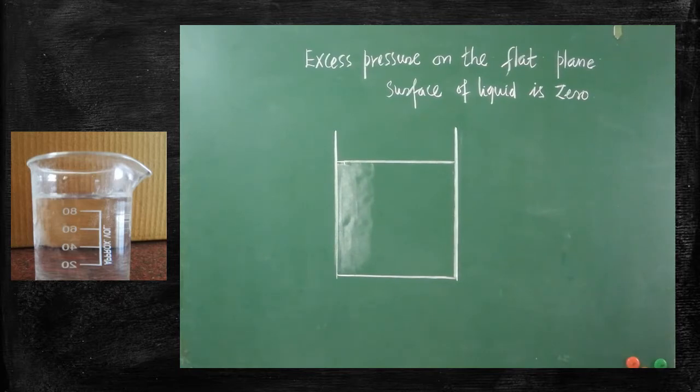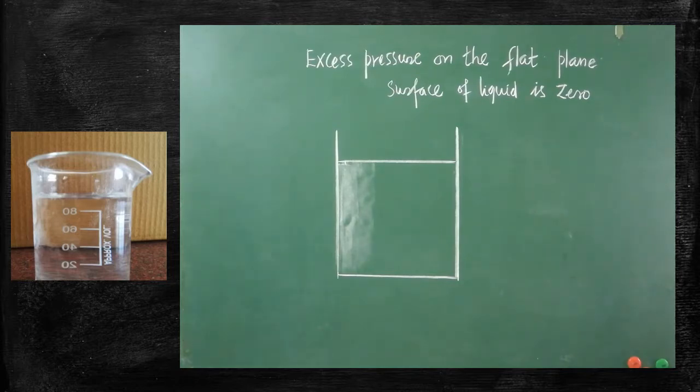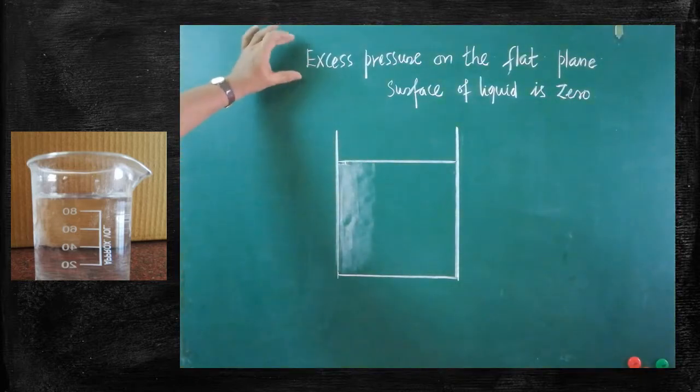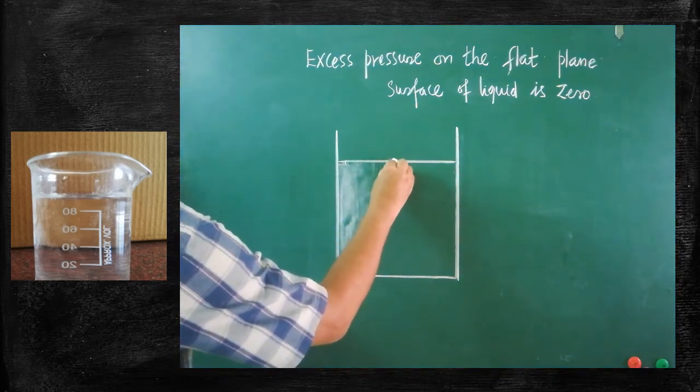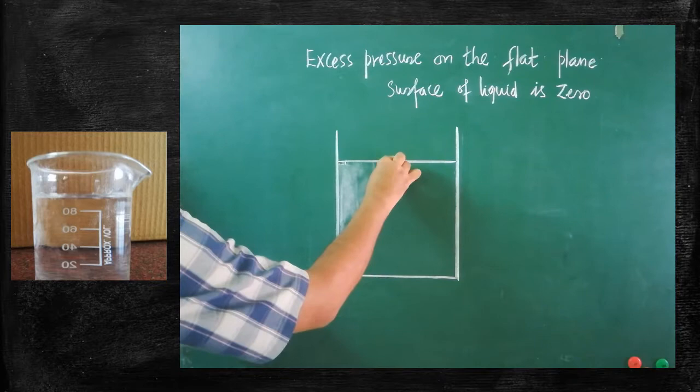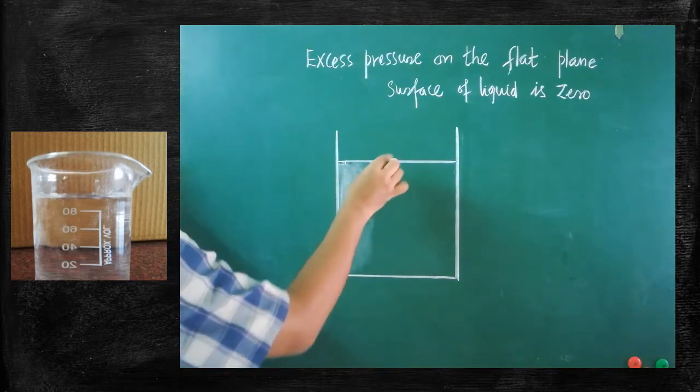Now we are going to see why the surface of the liquid is flat. For that we have to explain the reason with the help of the concept called excess pressure. Look at the surface of the liquid. This is the interface on which I have taken a water molecule or any other liquid molecule.